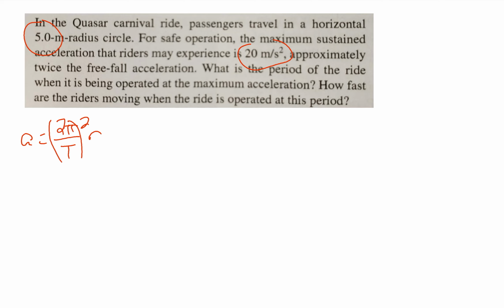So first I'm going to divide both sides by r. So now I have a over r. Now I got to square root both sides to get rid of the square. Okay, and that equals 2 pi over T. So now I got to think about how to get T by itself. So in order to do that, I'm going to have to multiply both sides by T, and then divide both sides by this square rooted stuff, okay? So that gives me T equals 2 pi divided by the square root of a over r.